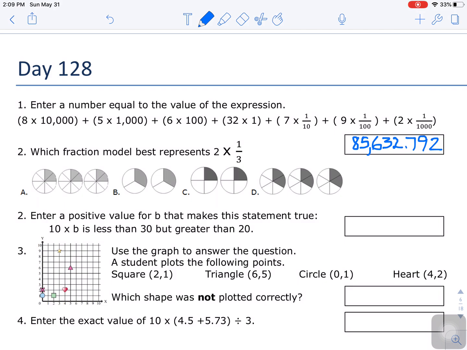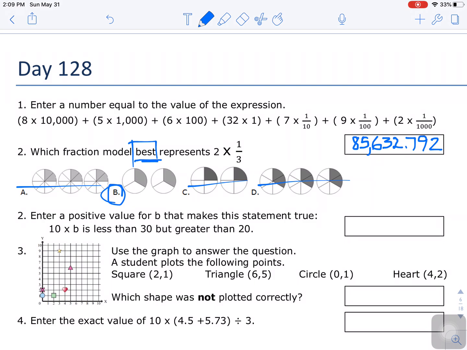Problem number 2. Which fraction model best represents 2 copies of 1/3? And remember, we're looking for the one that best represents this. Well, we know it can't be A because that's 3 copies. It can't be D because that's 3 copies. B and C have 2 copies of something, but C is 2 copies of 1/4, and we just want to confirm that B is 2 copies of 1/3, which it is, so B would be our correct choice.